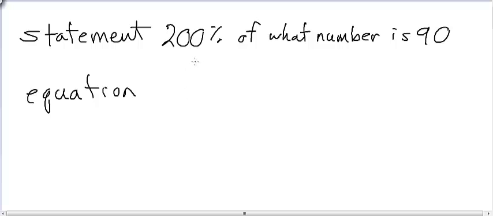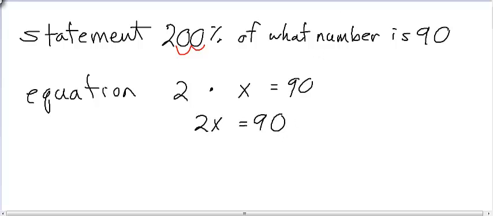So as an equation, I want to use 200%, but I can only use it in its decimal form. So to convert to decimal, I'll move my decimal point 2 spaces to the left. So I have 2. Of is my multiplication sign. The phrase what number becomes my variable, I'll call it x. Is becomes an equal sign, and 90 is 90. So I'm really looking to solve the equation 2x is equal to 90.